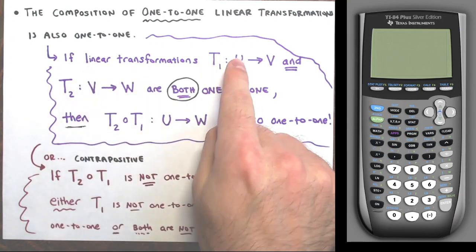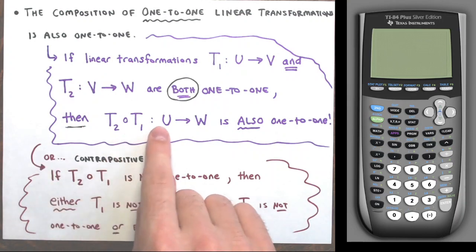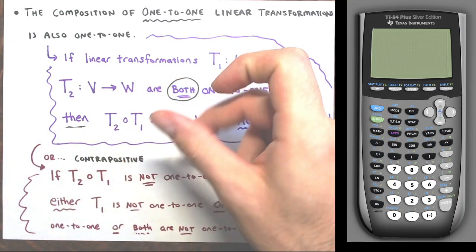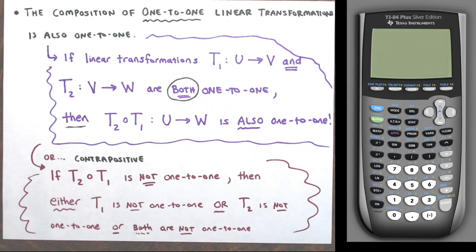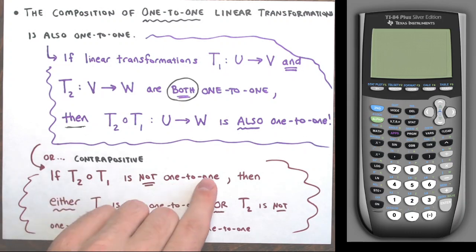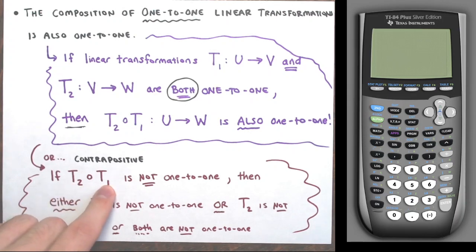This is "if something, then something." The contrapositive is you take the second statement, negate it, take the first statement, negate it, and then switch them. So if a composite function is not one-to-one, then at least one of them has to be not one-to-one also. If a composite function is not one-to-one, then T2 could be not one-to-one, or T1 could be not one-to-one, or both of them could be not one-to-one.